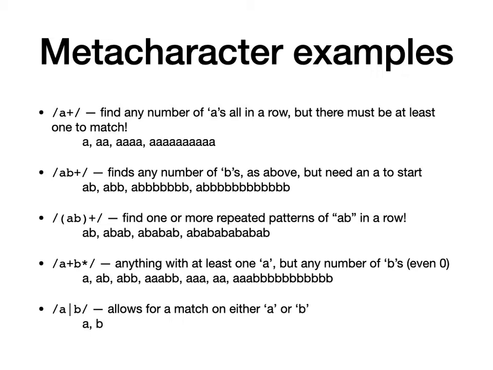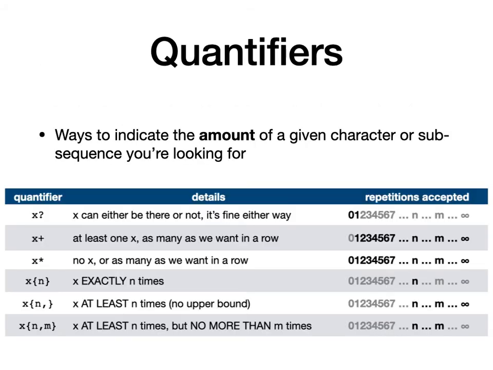So, whoa, we've looked at a bunch of metacharacters. Let's talk about what kinds of characters these are, what kinds of operations we're doing. Let's lump some things together to make it less confounding. So one category of patterns we're able to match in this regular expression world is quantifiers. These are the ways we're indicating some amount of a given character or subsequence that we're looking for.